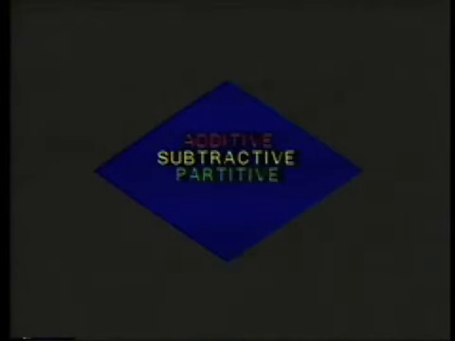To understand the mechanics of color of a ceramo-metal restoration, we should be familiar with the three color systems involved. They are the additive, subtractive, and partitive systems.